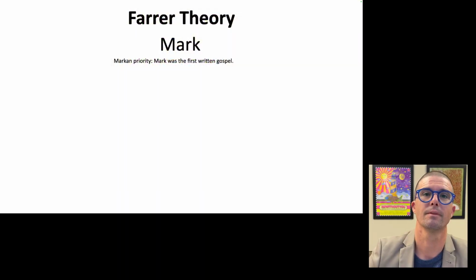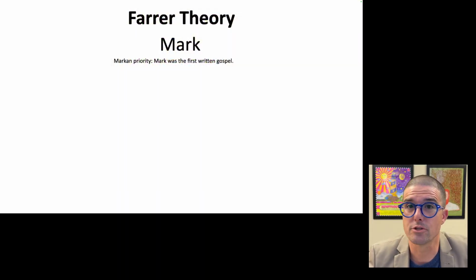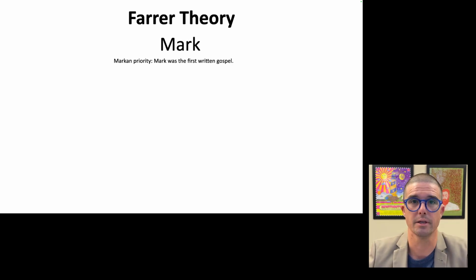The two-source theory neatly explains the synoptic relationships, but it isn't without its critics. Some scholars find the hypothetical nature of Q problematic, given that no manuscript evidence for Q exists and no one in early Christianity makes mention of a saying source that would resemble Q. Enter the Farrer theory. The Farrer theory is another solution to the synoptic problem that does away with the need for Q entirely.